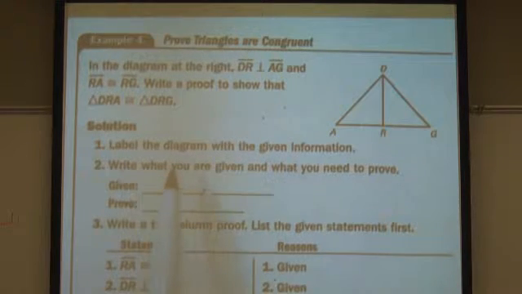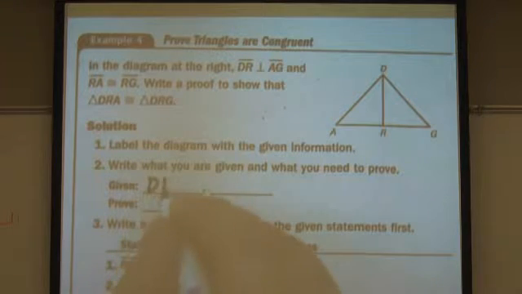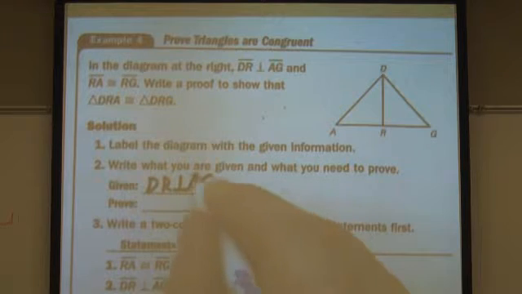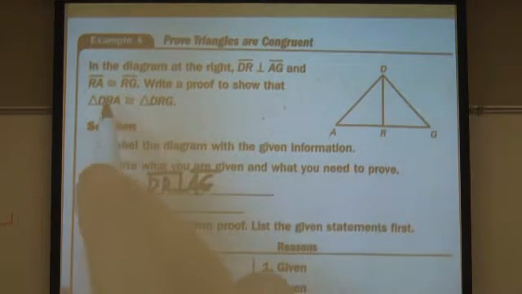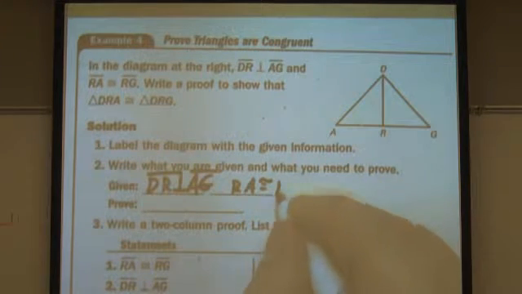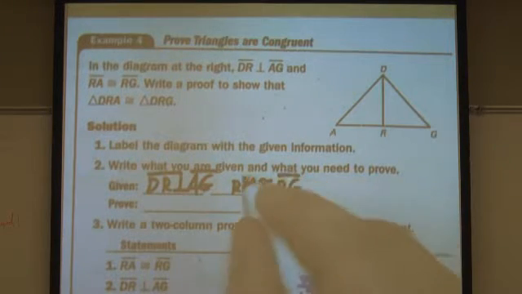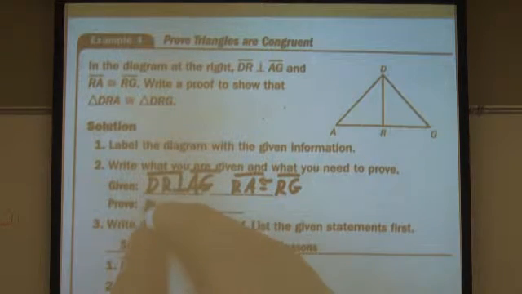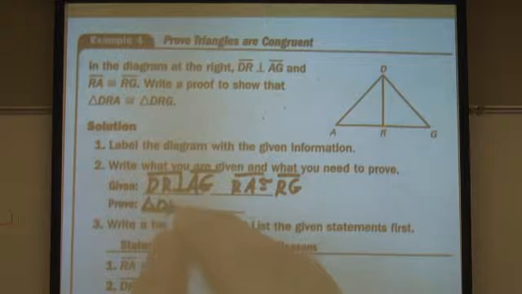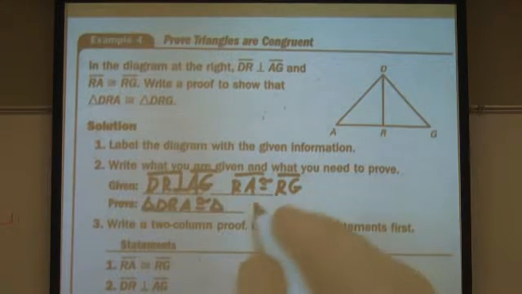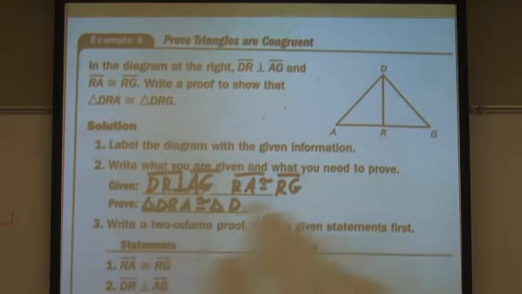So the given information is, this is the given information, DR is perpendicular to AG, and RA is congruent to RG. And this is what we're trying to prove. Triangle DRA is congruent to triangle DRG. And a lot of times all this is written out for you already.